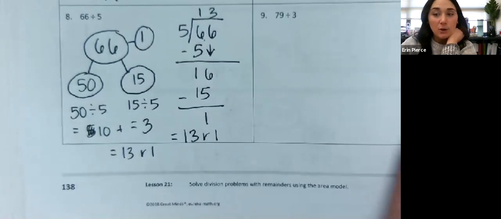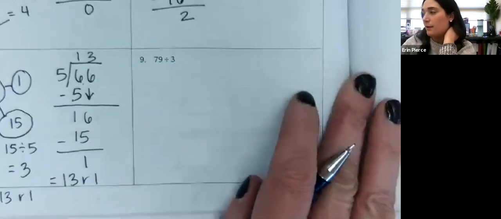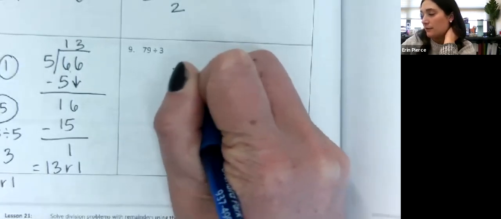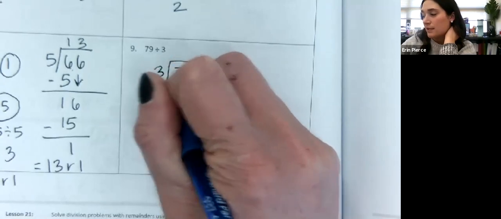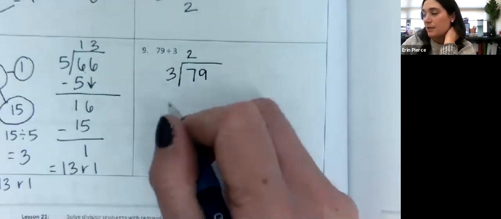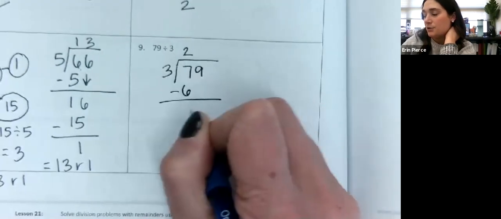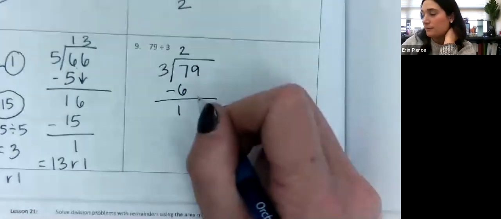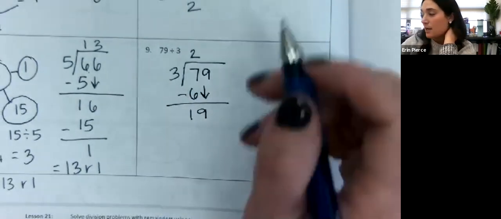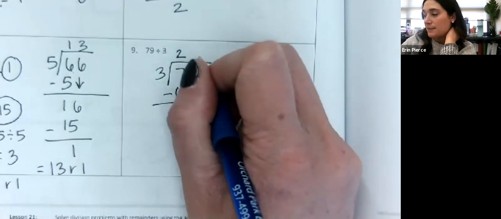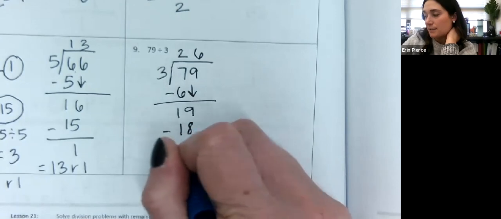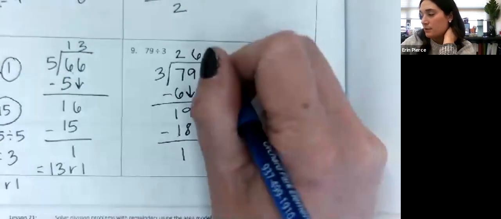Last one. Holding on tight. 79 divided by 3. Let's just do 79 divided by 3, long division. 7 divided by 3 is 2. 2 times 3 is 6. I subtract, I get 1 left over. 9 comes down. 19 divided by 3 is 6. 6 times 3, 18. I subtract, I have 1. 26, remainder 1.